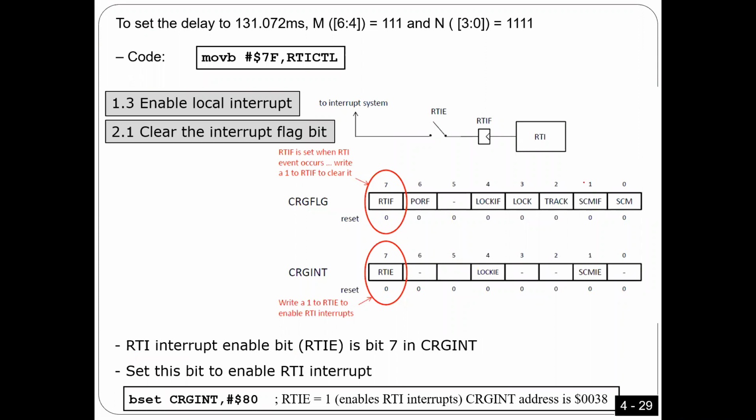Okay, so that's what I did here, guys. That's exactly what I'm saying. So now, in order to program the timeout so that I get 131 milliseconds, I'm going to move 7F to RTICTL. Is that okay?